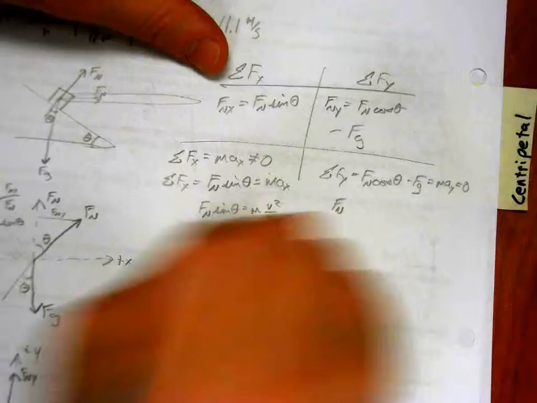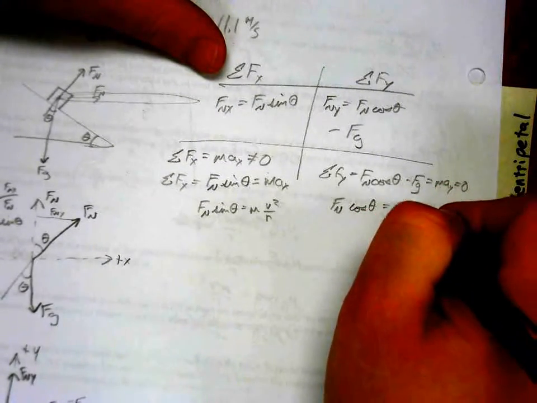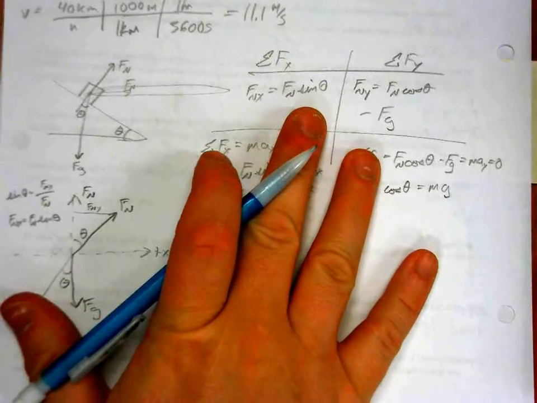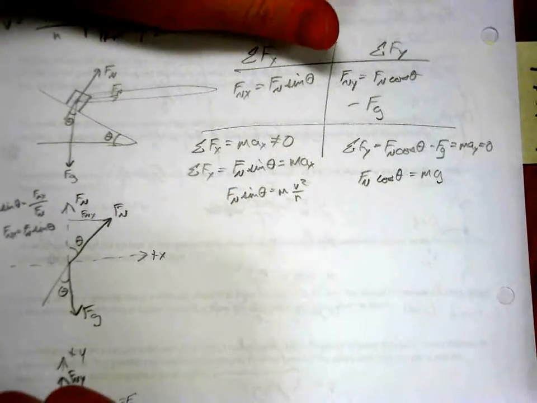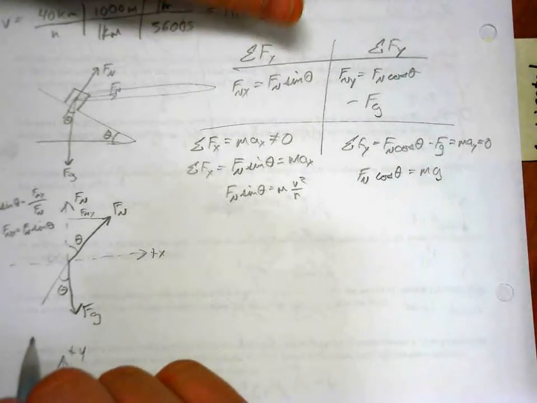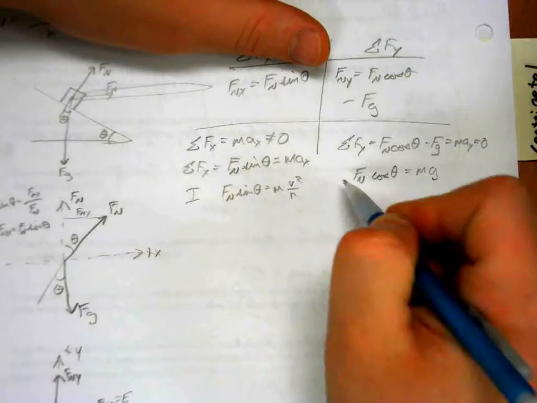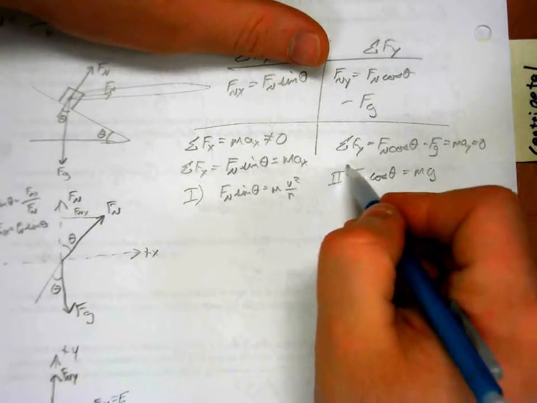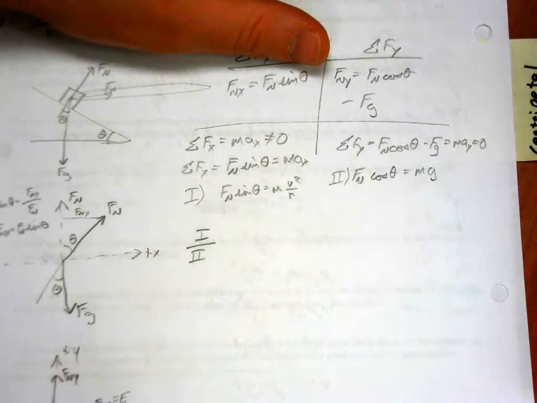Fn cosine theta equals mg. Okay, here's the tricky part. Here's the part people aren't going to like. We have all these unknowns floating around. What we can do is we can take equation 1, and we can take equation 2, and we can divide 1 over 2.